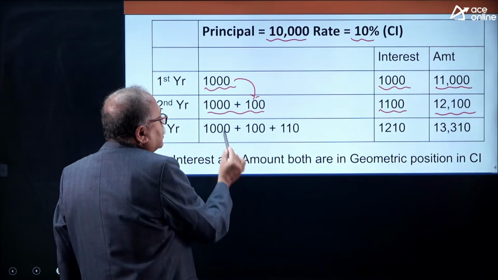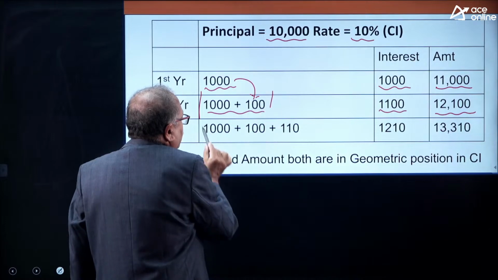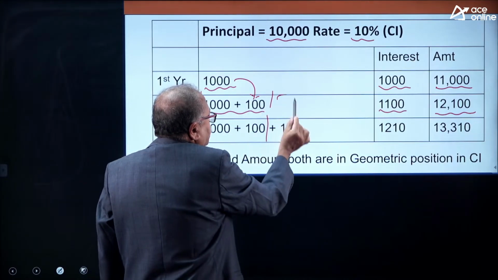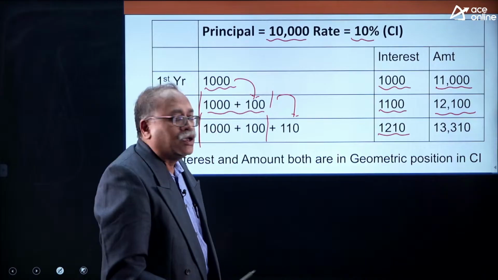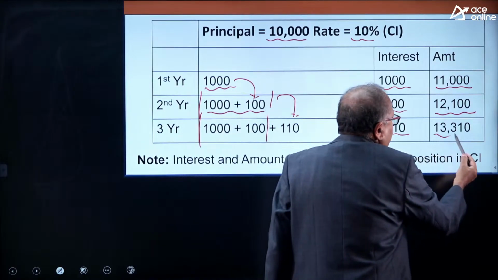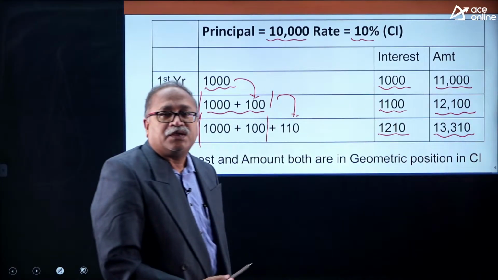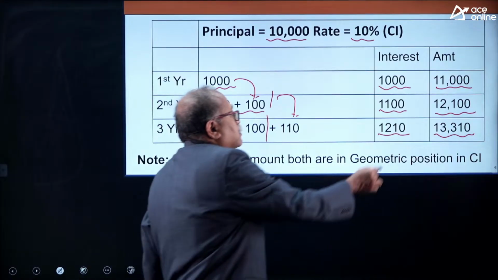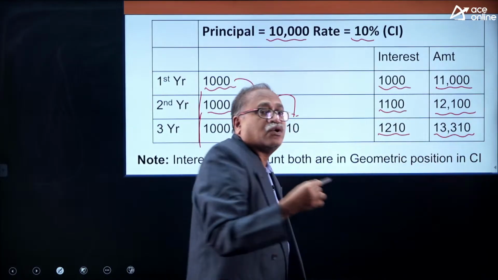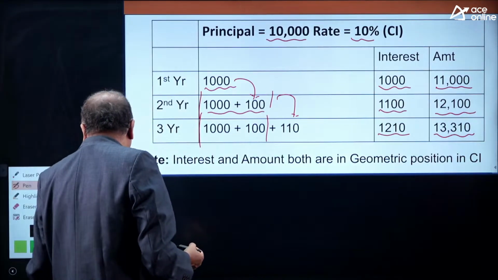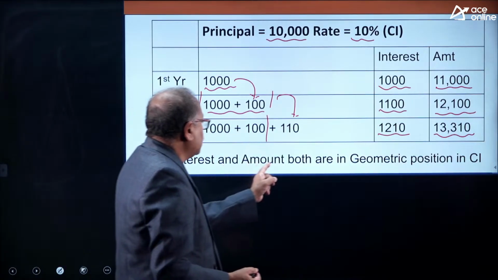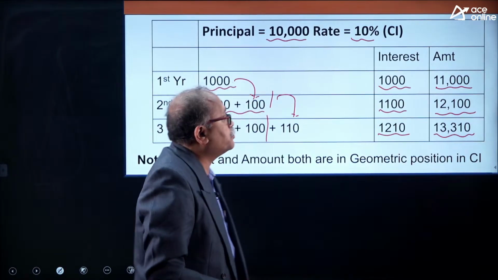Now third year, what happens? So on this second year you add again 10% on this, so it comes 12,10, and the principal comes 13,310. So in a compound interest, the principal amount is also in geometric progression. That means in this particular case, the interest and amount both are in geometric progression.